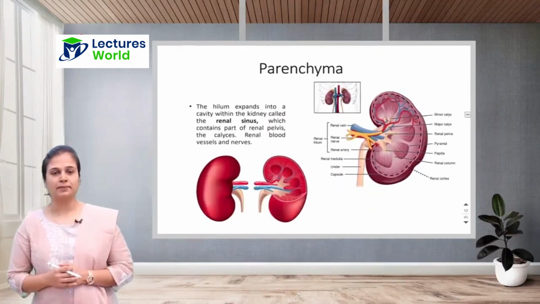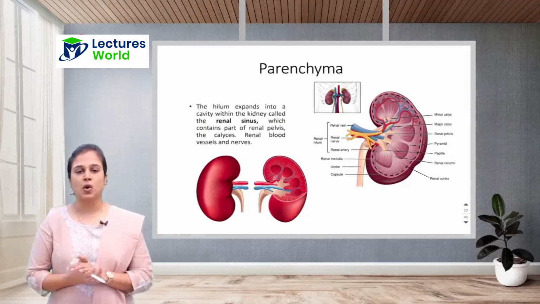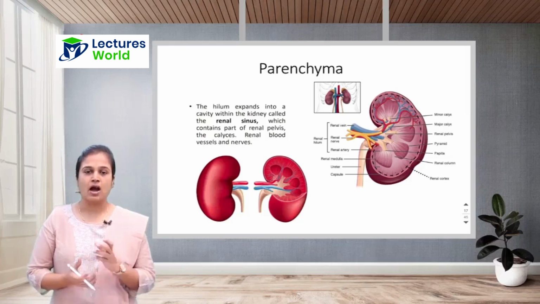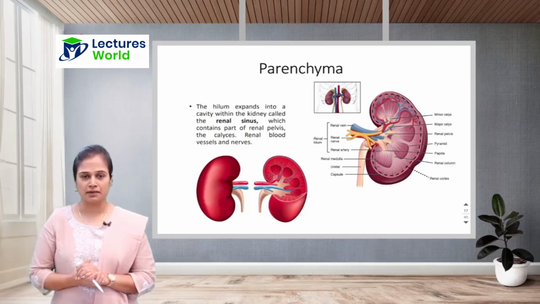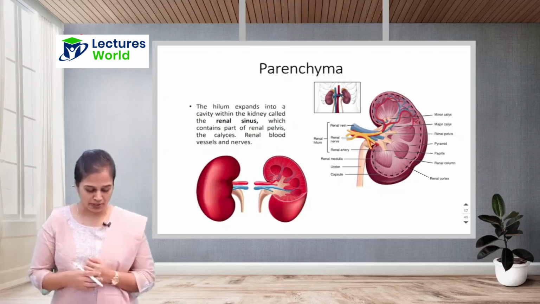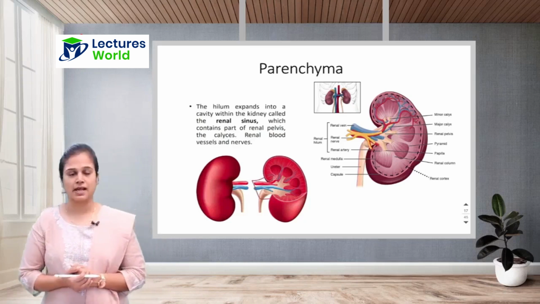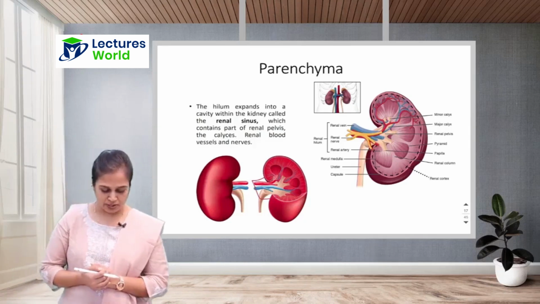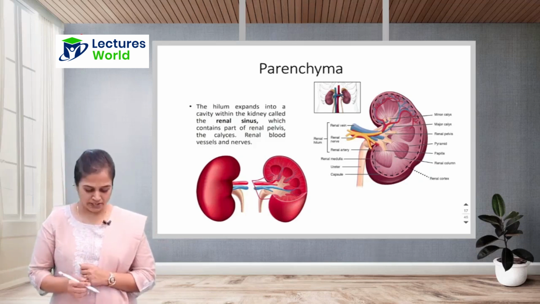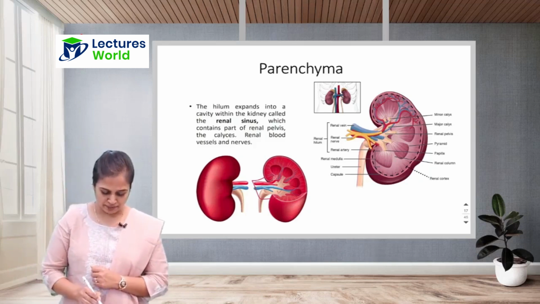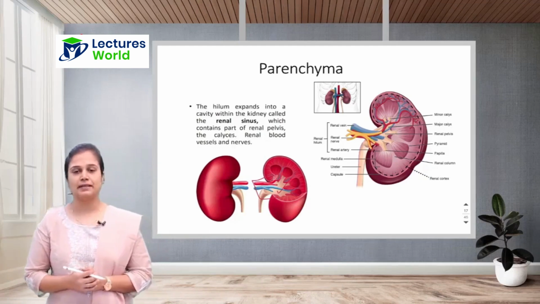More about the parenchyma. The hilum expands into the cavity within the kidney called the renal sinus. So you can say this is the hilum, which expands into the cavity called the renal sinus, which contains part of the renal pelvis and the renal calyx, renal blood vessels, and the nerves.